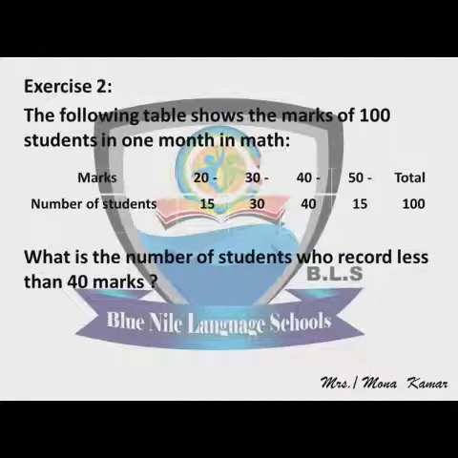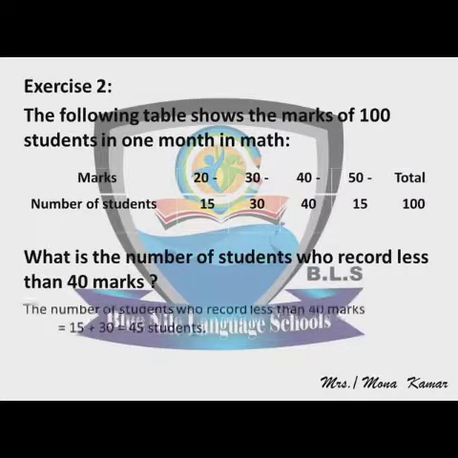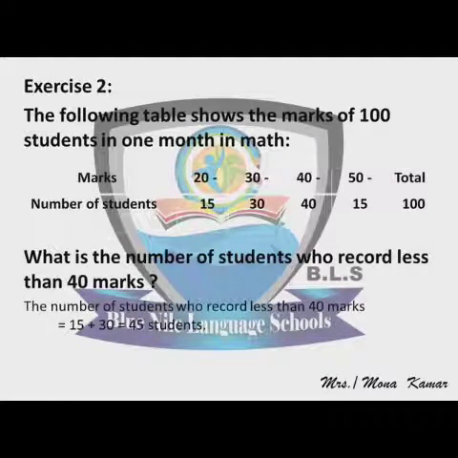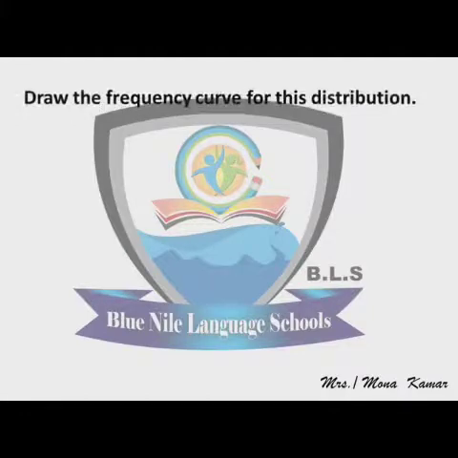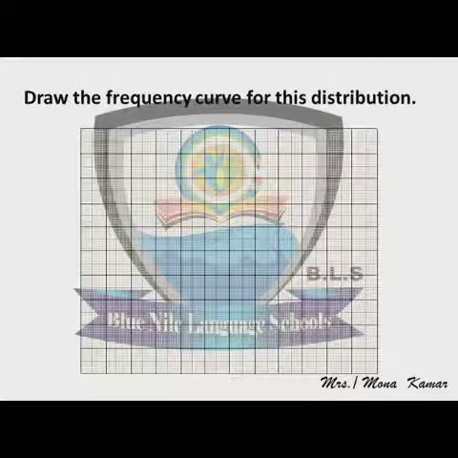Now, what is the number of students who record less than 40 marks? Yes, we have two columns that represent the number of students who record less than 40 marks. They are 20 and more and 30 and more. So we add these numbers together. The number of students who record less than 40 marks equals 15 plus 30 equals 45 students. Now we want to draw the frequency curve for this distribution.